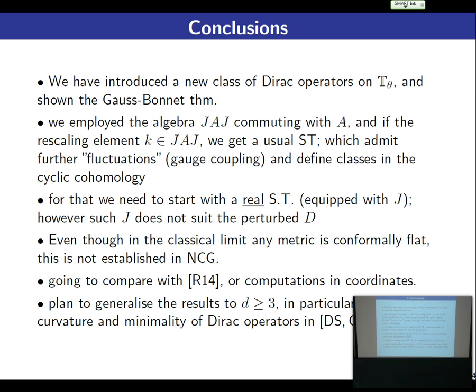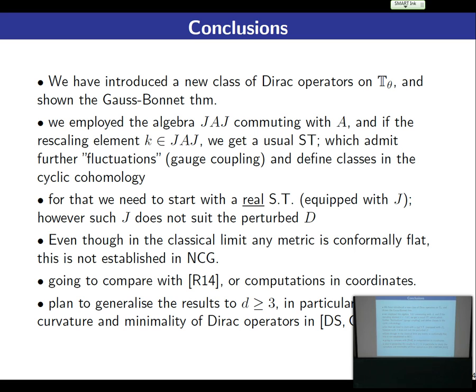So let me pass to just the last transparencies, conclusions. So we have introduced a new class of Dirac operators on the non-commutative torus, which define a new class of usual spectral triples, and shown the Gauss-Bonnet theorem, and also established the formula for the dressed scalar curvature.